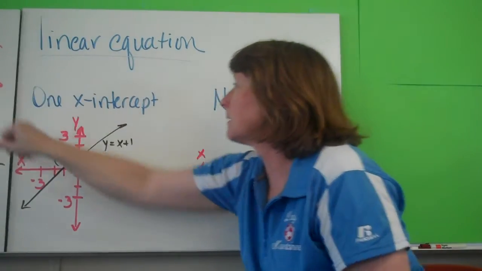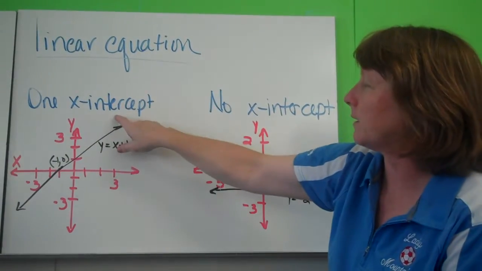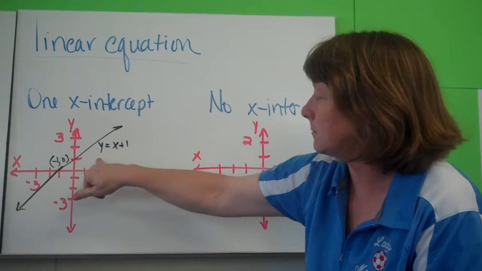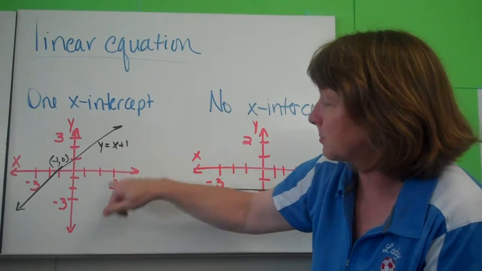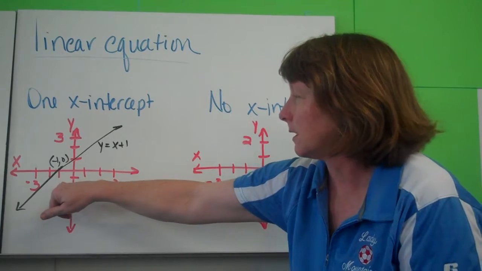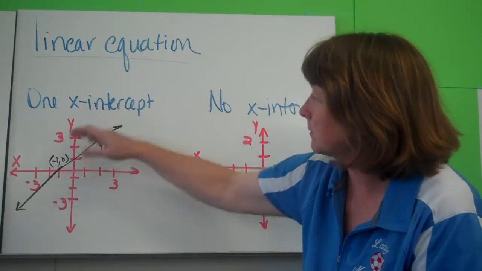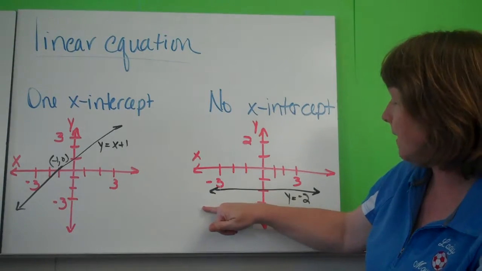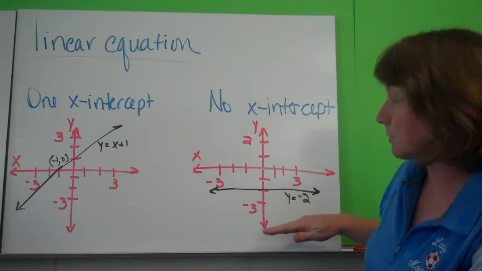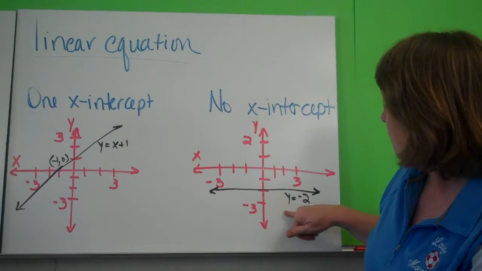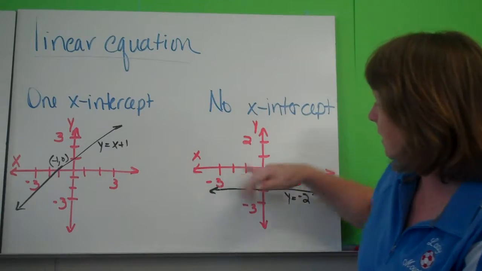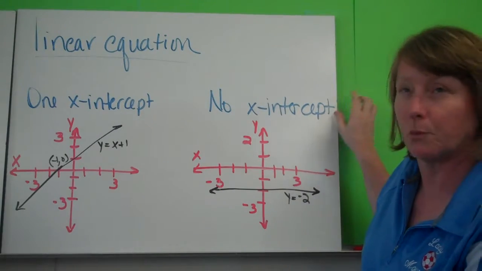If you're looking at a linear equation, we can have one x-intercept or no x-intercepts. Just looking at the same graph that we had before, y equals x plus 1, this crosses the x-axis at -1, 0. So this x-intercept is -1, 0. But if you have a line that is horizontal with 0 slope, y equals -2, there are no x-intercepts because it's not crossing the x-axis anywhere.